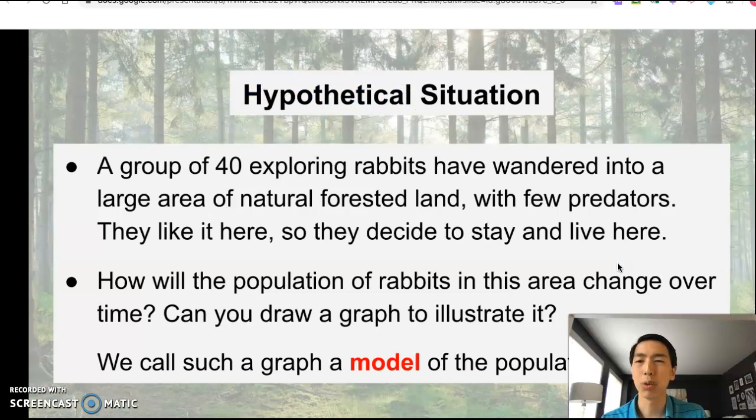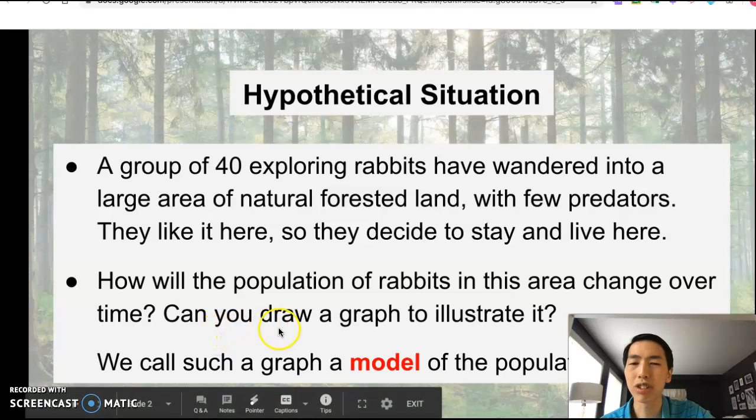So here is the situation. It's a hypothetical situation. A group of 40 exploring rabbits have wandered into a large area of natural forested land with few predators. They like it here, so they decide to stay and live here. How will the population of rabbits in this area change over time? Can you draw a graph to illustrate it? We call such a graph a model of the population.